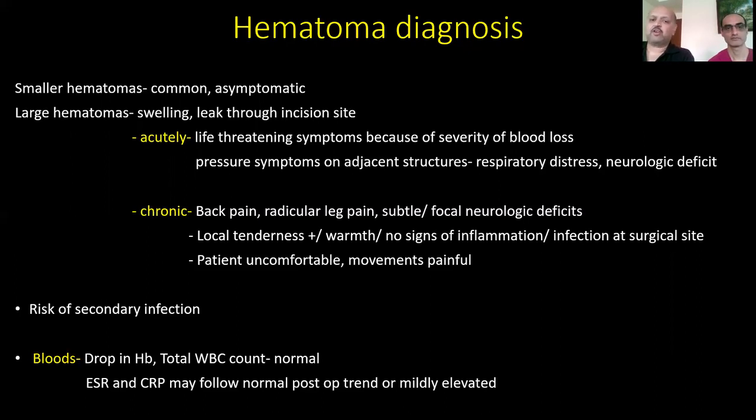acute hemorrhage may result in a collection of blood which causes pressure symptoms on the adjacent structures, resulting in respiratory distress in the cervical spine, or neurologic deficits when the hematoma is in the epidural space.